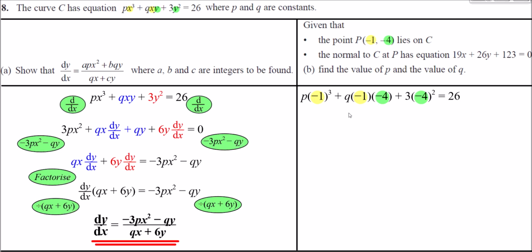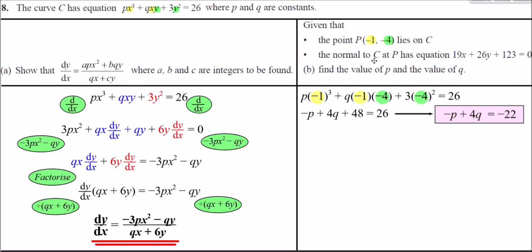This will obviously simplify. Minus 1 cubed is just minus 1, so I get minus p. Minus times a minus is a plus, so I get plus 4q. And 3 times minus 4 squared, again, square something becomes positive. 3 times 16 is 48. If I then subtract 48 from both sides, I've then got my first equation in terms of p and q. So essentially, I can see that minus p plus 4q must equal minus 22.